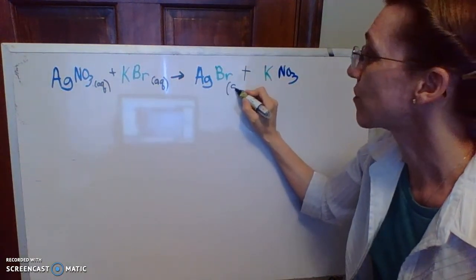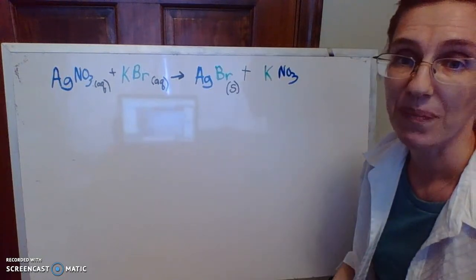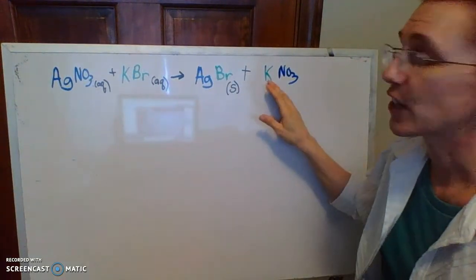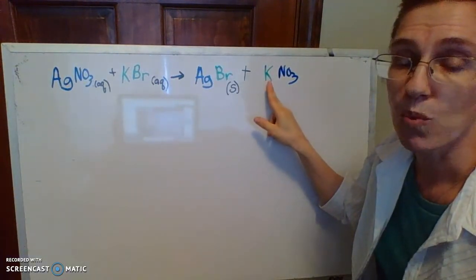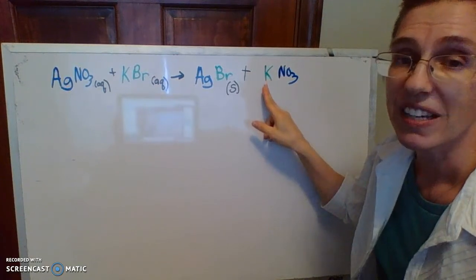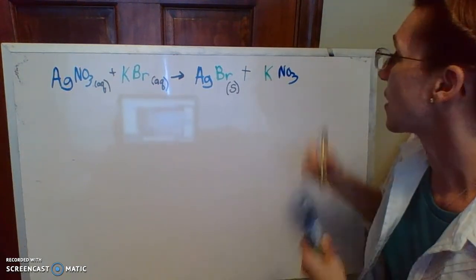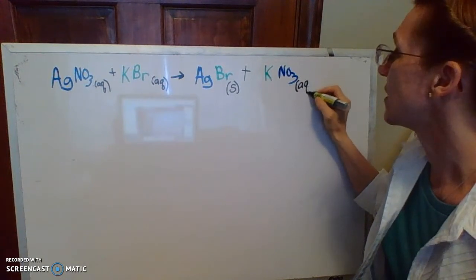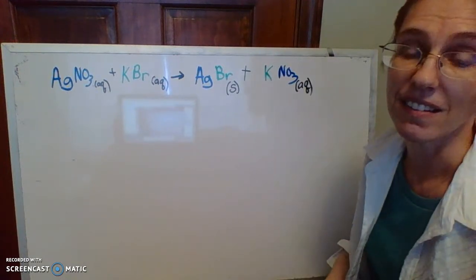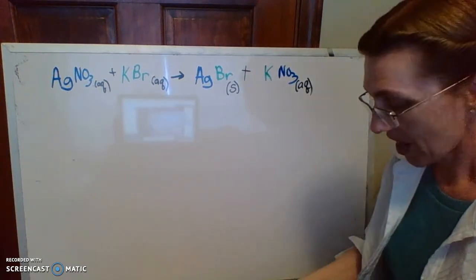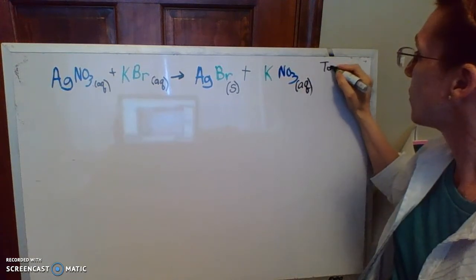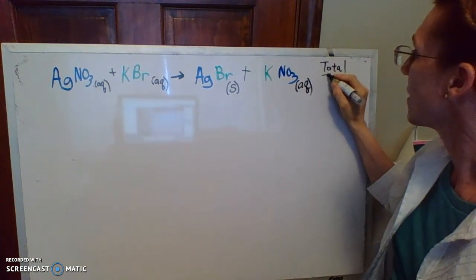If it's insoluble, it's going to form a solid. Now we'll double check potassium nitrate over here. The group 1A elements, in particular potassium, are almost always soluble, and the nitrates are almost always soluble. So both of those give us reason to think that that is soluble, AQ. Now this is the total equation.